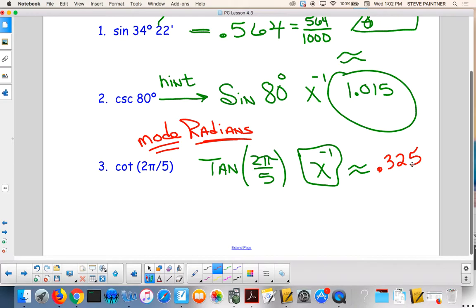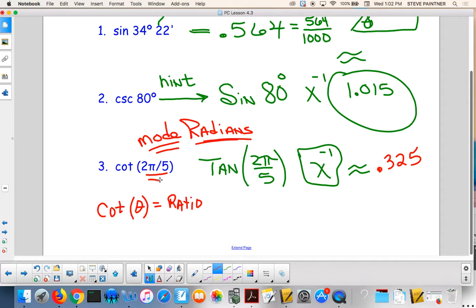Questions? Wouldn't it be 5 over 2 pi because it's already 2 pi over 5? No. Here's what you're thinking. Cotangent of theta equals a ratio. I've got the angle. You don't flip the angle, you flip the ratio. When you type this in, you're going to get a ratio, and then you're going to flip your ratio to get your cotangent. Do you hear what I just said?